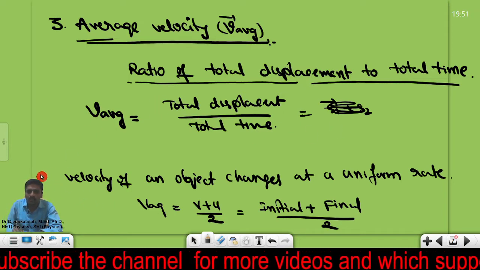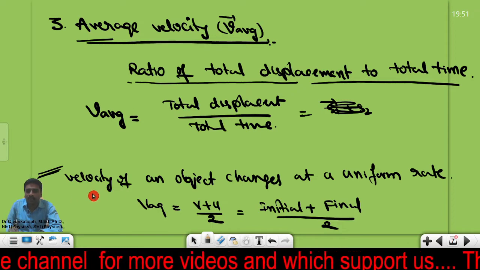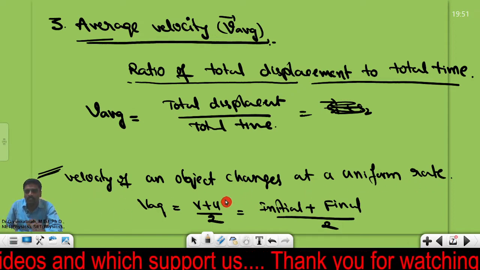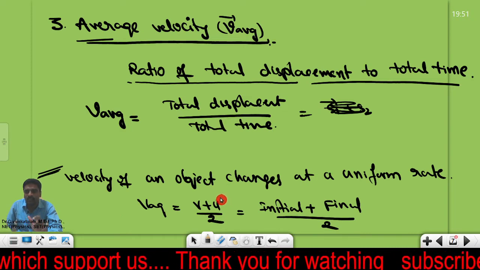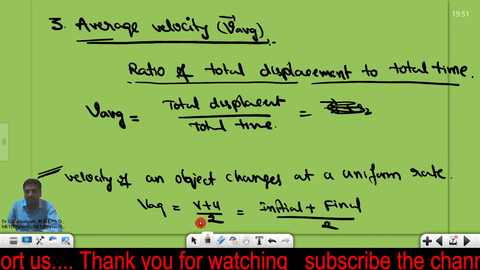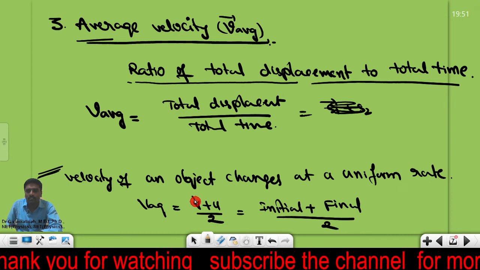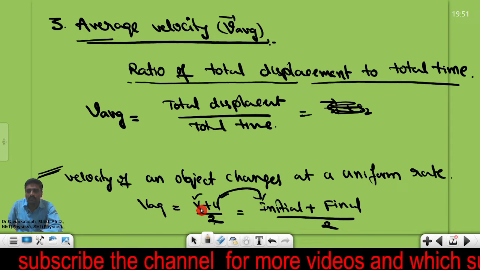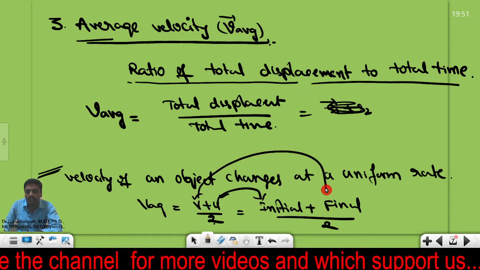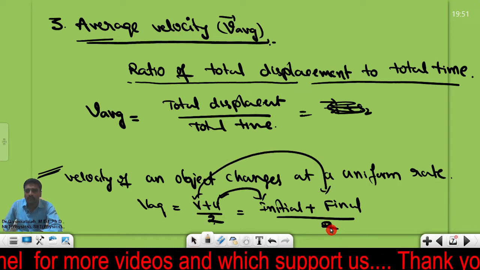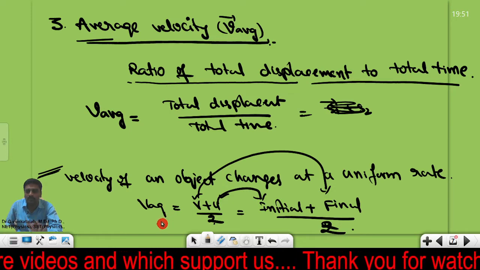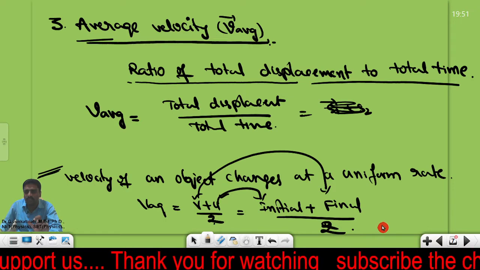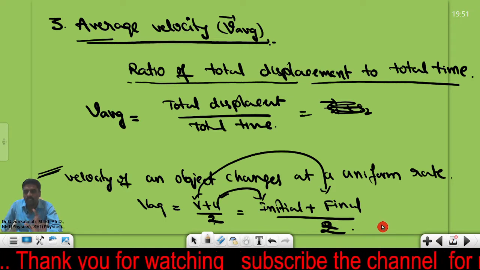So one more important formula is there: if the velocity of an object changes at a uniform rate, that means the rate of change of velocity is constant, then the average velocity is equal to (u + v) divided by 2. Here u denotes the initial velocity and v denotes the final velocity. This formula can be used if the change in velocity of the object is at a uniform rate.